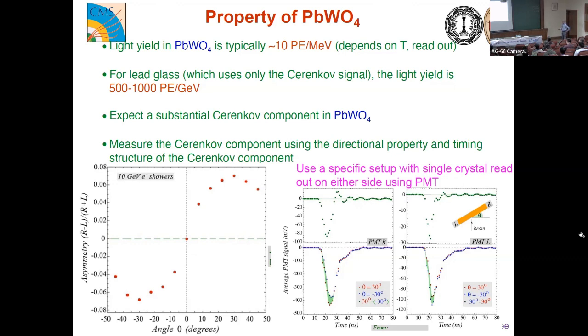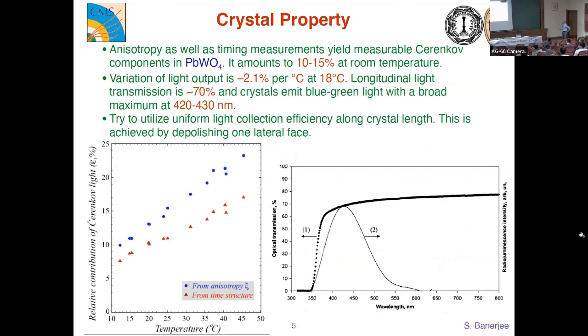And if you plot the left-right asymmetry as a function of angle, you can see clearly the left-right asymmetry. And from this, they derived that the amount of Cherenkov radiation is obviously a function of temperature. Even at the lowest possible temperature at which they operated, it was about 8 to 10%, depending on the method used.